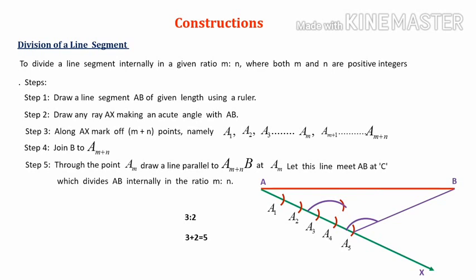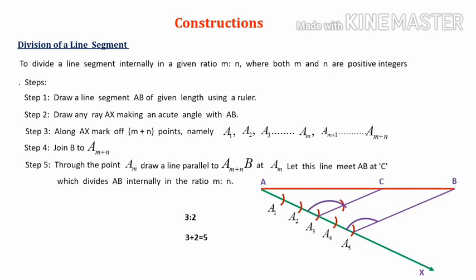Then the two arcs are intersecting at this point, and we are going to draw a parallel line from A3, means this point. So this point and the point of intersection of these two arcs, these 2 points we have to join. And that particular line meets AB at this point. So that point we have to mark it as C.